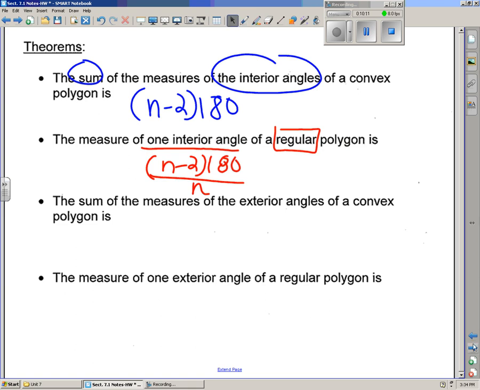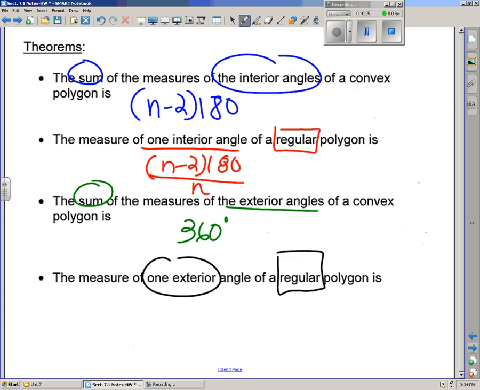If you want to know the sum of the measures of all exterior angles, not a formula, just a number. All exteriors are always 360. If you want the measure of one of those exteriors, and again, you need to know that it's regular, then you do 360 divided by n.